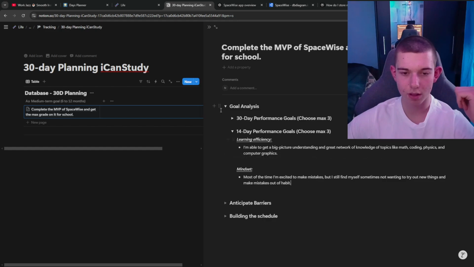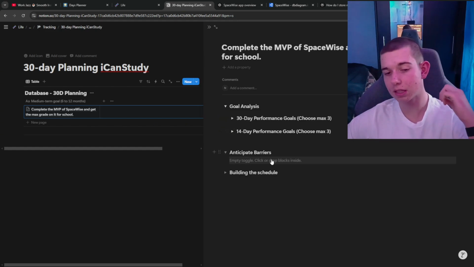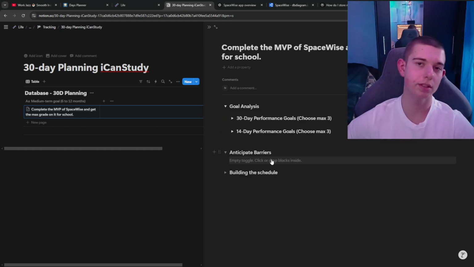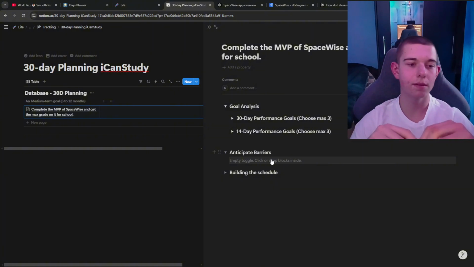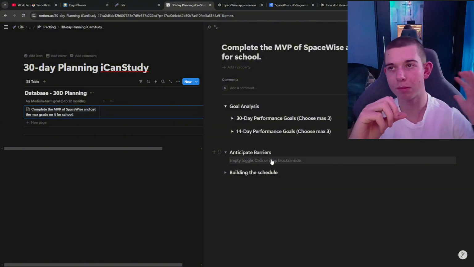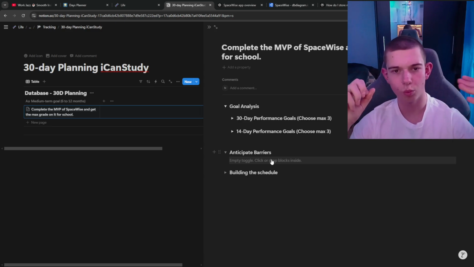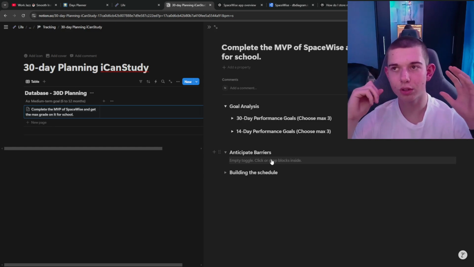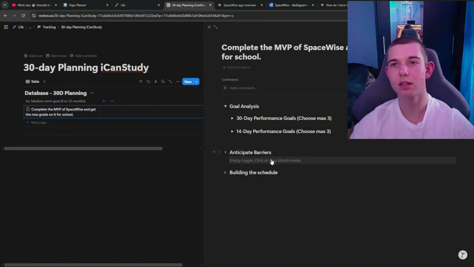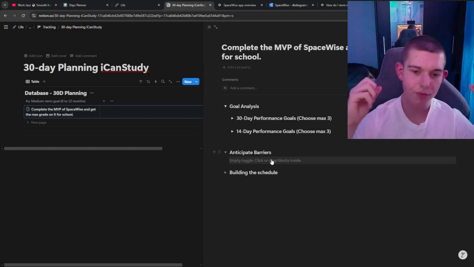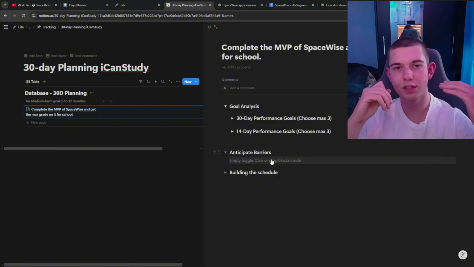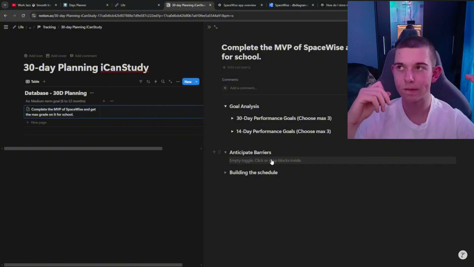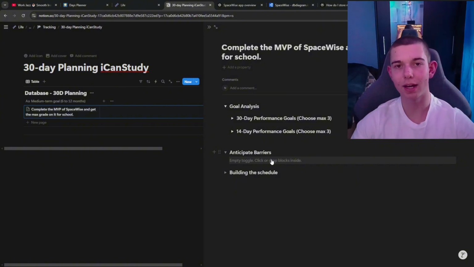So then I'm going to be anticipating the barriers. This is kind of like foreseeing failure, which is what I've been doing for the past week or so. But I'm basically going to try to understand what are my limiting habits, trying to predict what I'm going to be limited by when I try to achieve this goal, and try to understand how I can protect my time.